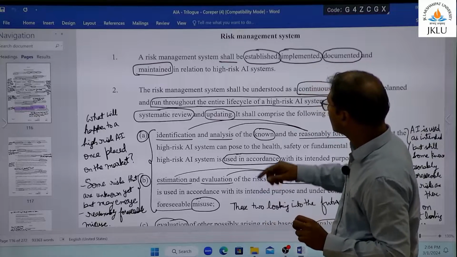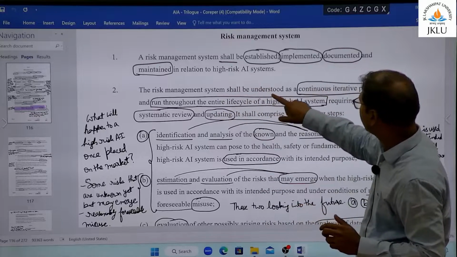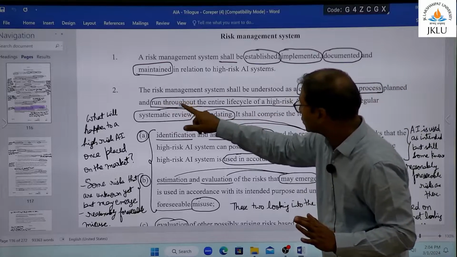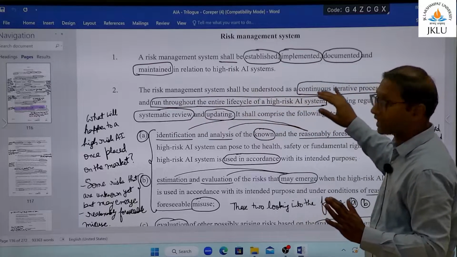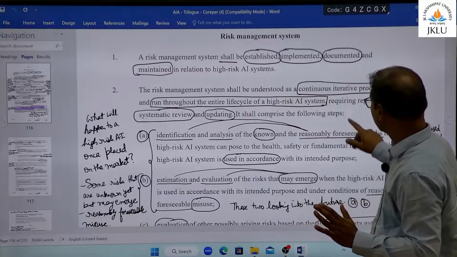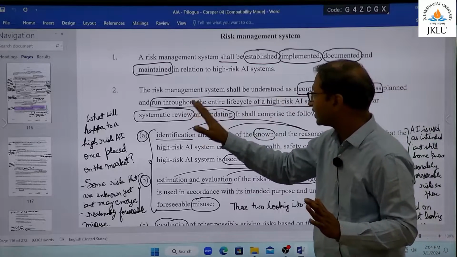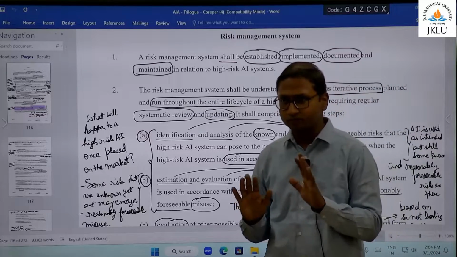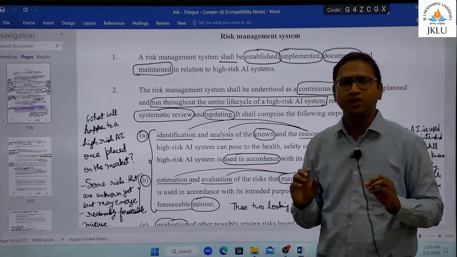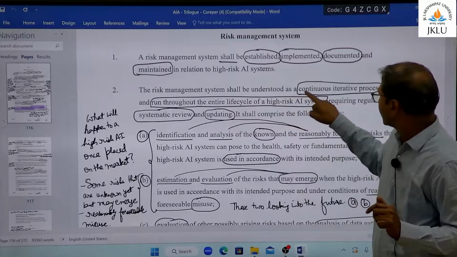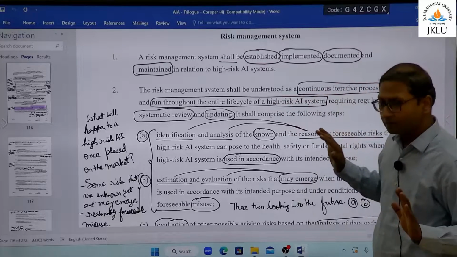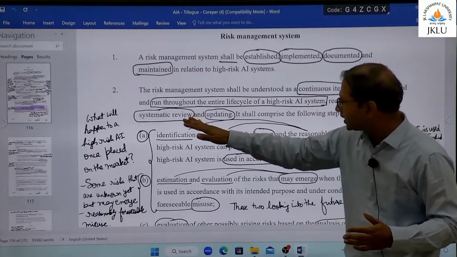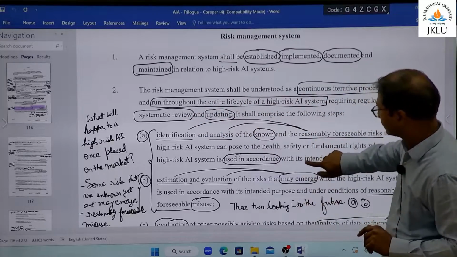So the risk management system shall be understood as a continuous iterative process planned and run throughout the entire life cycle of a high risk AI system, requiring regular systematic review and updating. It shall comprise the following steps. So all you are supposed to do is a continuous iterative process as long as the AI is on the market, with systematic review and updating.